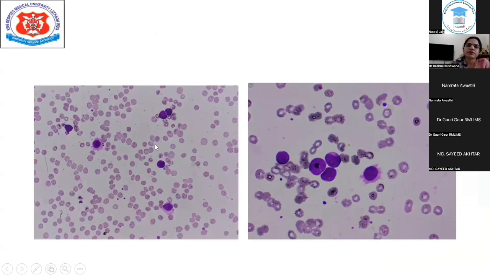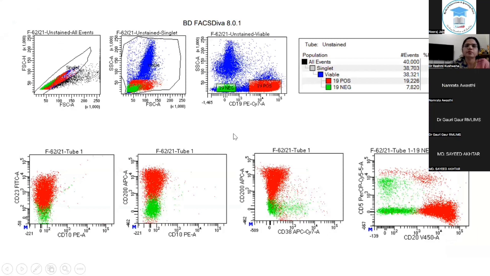On bone marrow examination, we got a very scanty aspirate and we made the smear with that. We can make out the presence of these abnormal lymphoid cells, and some of them have this classical morphology, the fuzzy border, and these are the flow plots.